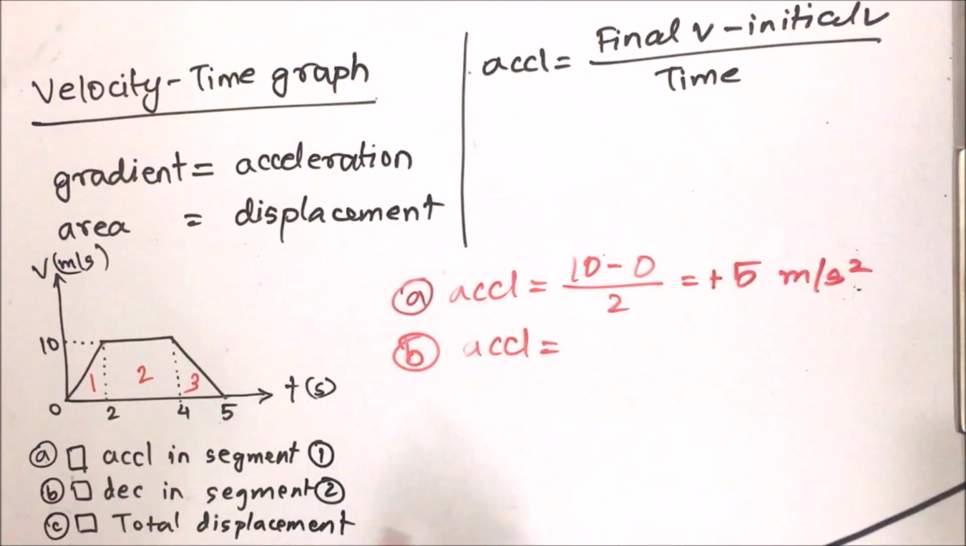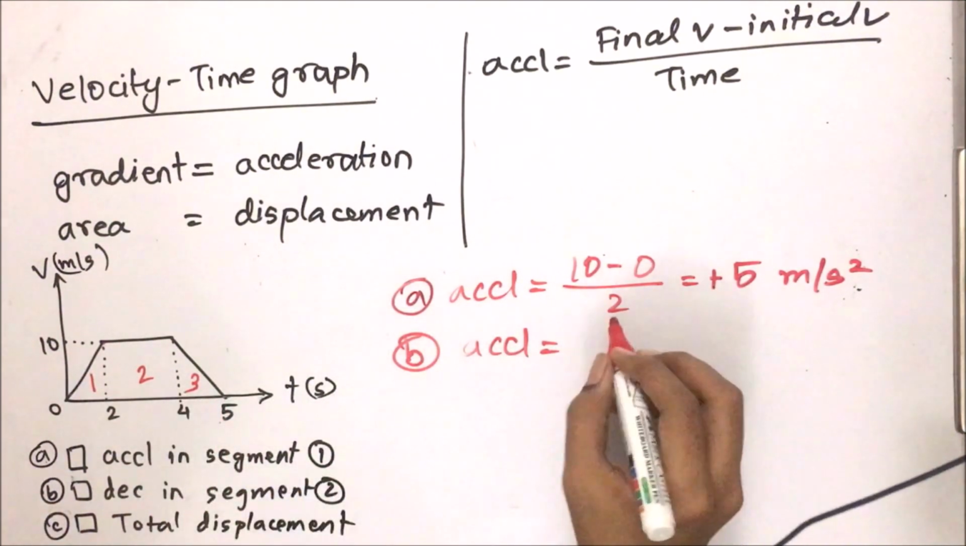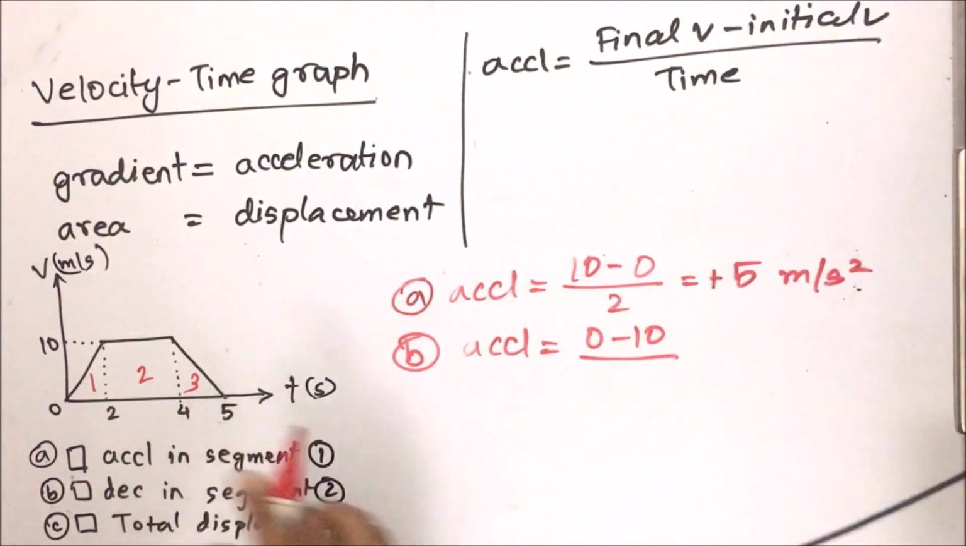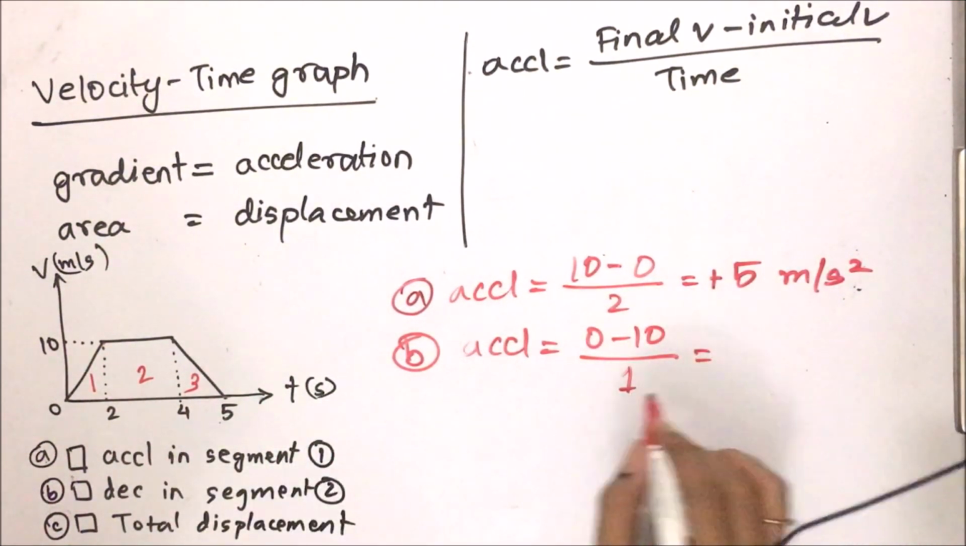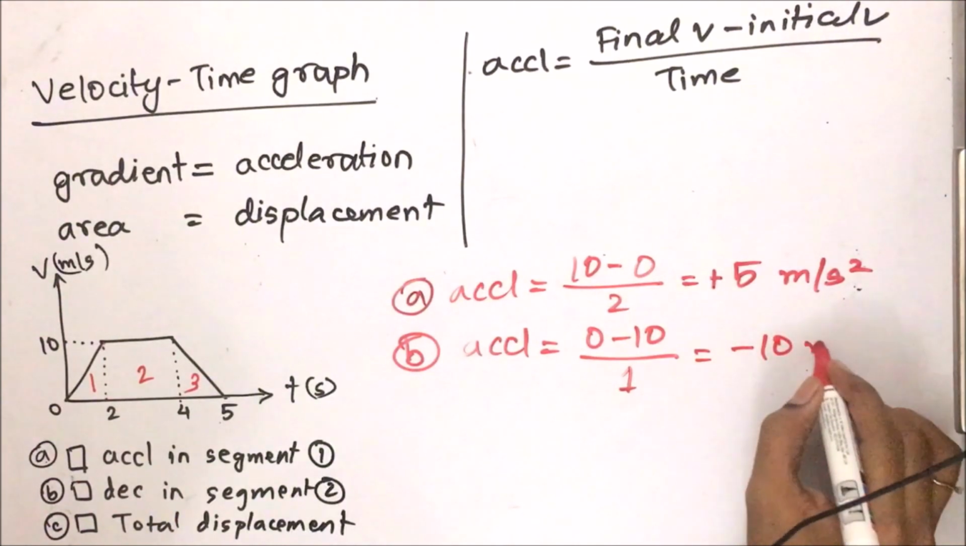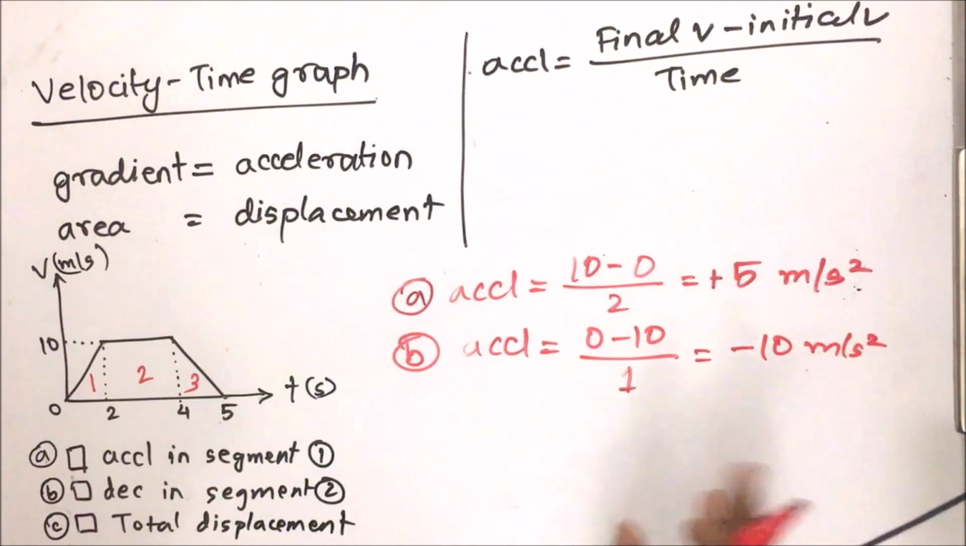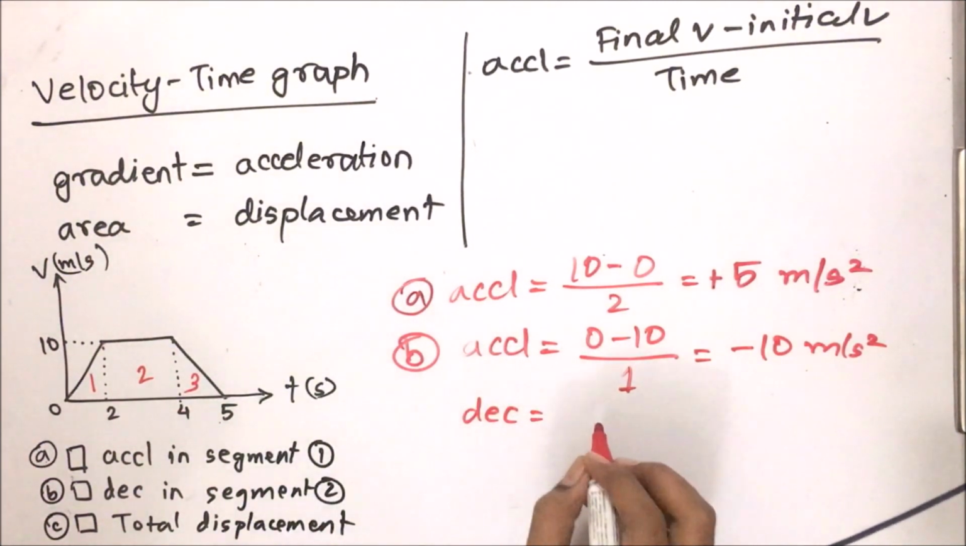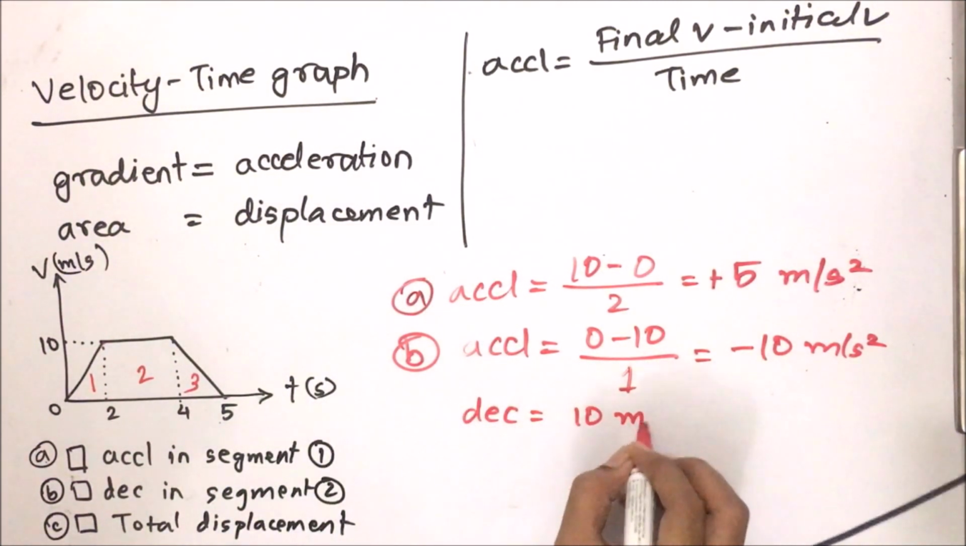Final minus initial velocity. In the third segment, the final velocity is 0, the initial velocity is 10, and the time taken is 1 second. So that gives us a negative 10 meters per second squared. A negative acceleration means a deceleration. But since the question asked for a deceleration, we will give our answer in terms of deceleration. The deceleration is 10 meters per second squared.